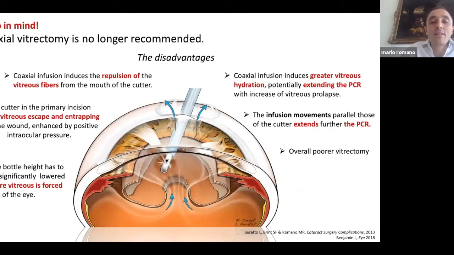Again, coaxial vitrectomy is not recommended. The infusion should be separated from the cutter, because the coaxial infusion can induce a repulsion of the vitreous fibers, and the vitreous escapes and becomes entrapped in the wound. Then we can also extend the PC rupture because of the hydration of the vitreous, and the infusion movements parallel to those of the cutter extend the PC rupture further.